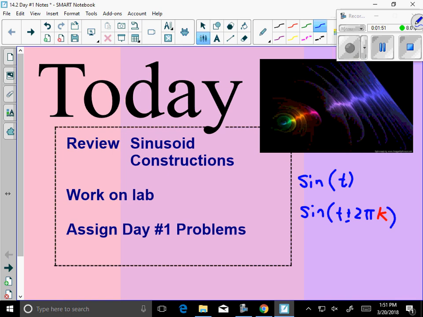So there's an infinite number of sine functions that would look exactly the same. Same thing with cosines. We're not going to go there, but you are going to see this 2 pi k thing show up again later.